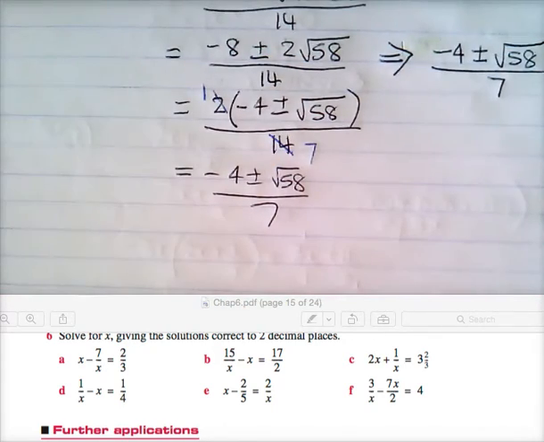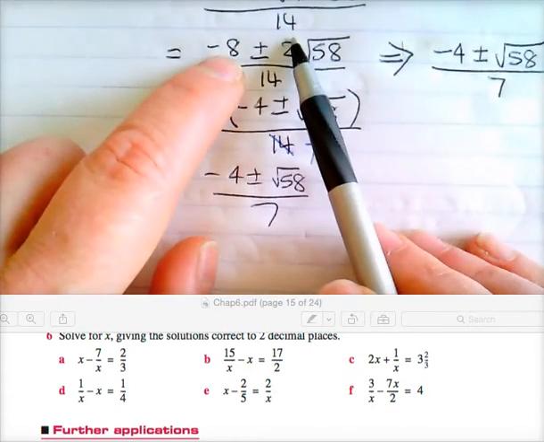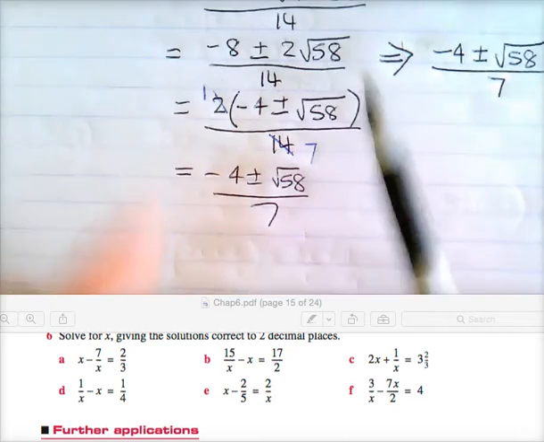The only thing I'm worried about using this method is that you'll know you have to divide the top and the bottom by 2, the numerator and the denominator by 2, but make sure you divide both terms on the numerator by 2.